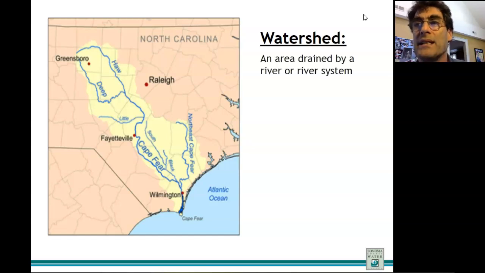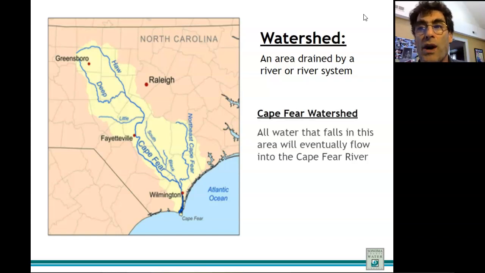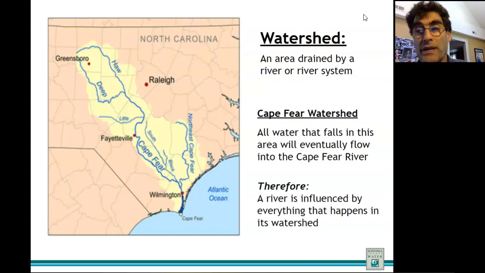But what we're looking at right here is a river or river system that drains a specific area. So a watershed is not a river. A watershed is land. Every piece of land is part of a watershed. So the Cape Fear watershed is that area that, when it rains, will flow into the Cape Fear River. So a river is influenced by everything that happens in its watershed, because water, by carrying in runoff, will carry anything that's on the ground into a river.